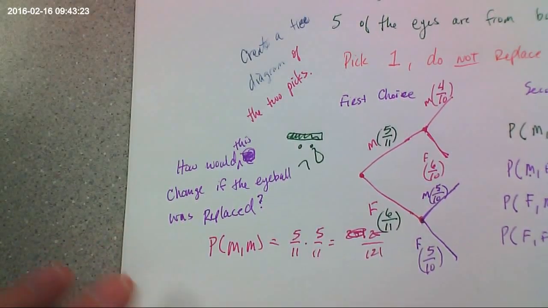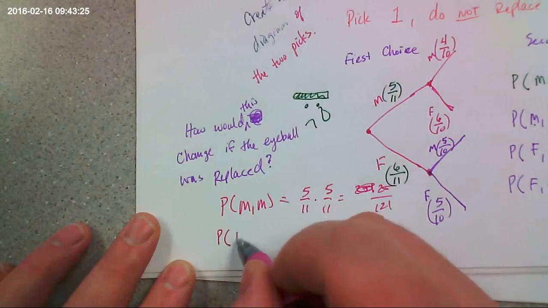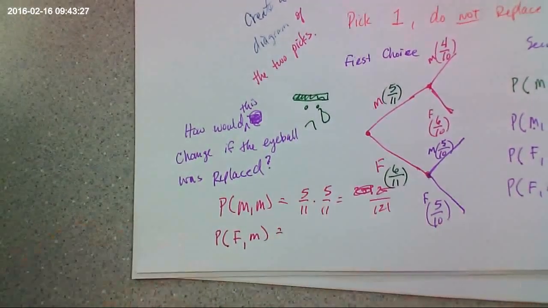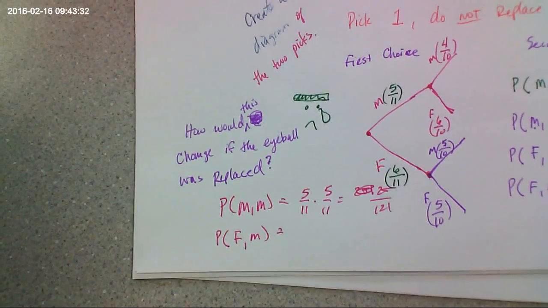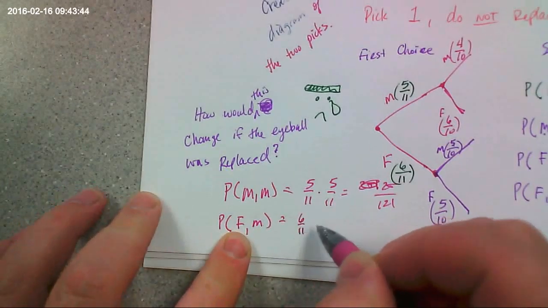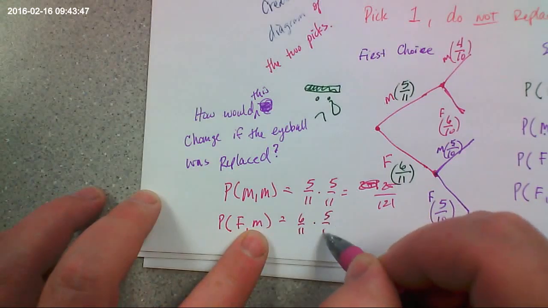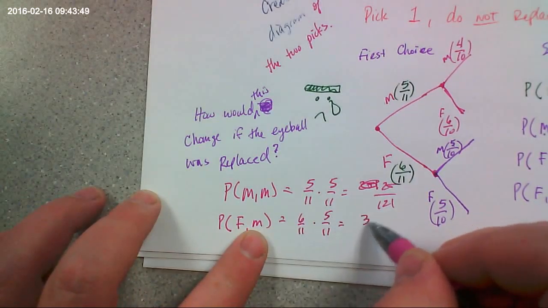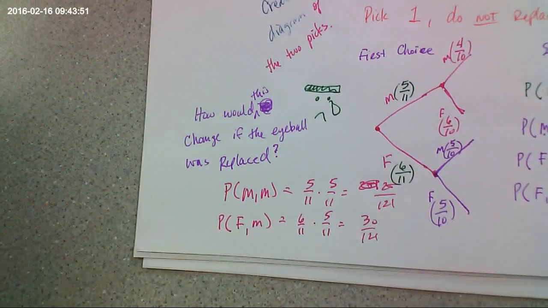Are we good? What would be the probability that it would be female and male with replacement? So you pick it, it's female, put it back, grab another one, it's male. Set it up. I want to make sure. Are you sure? So this is 6 out of 11, and that's 5 out of 11. Okay, so 30 out of 121. Easy. Okay, no problems.